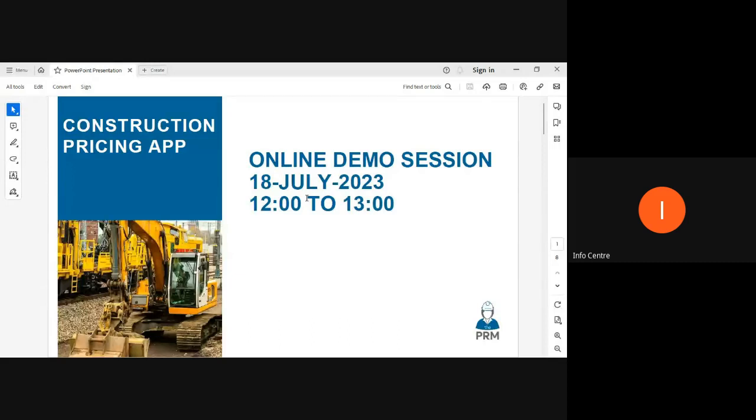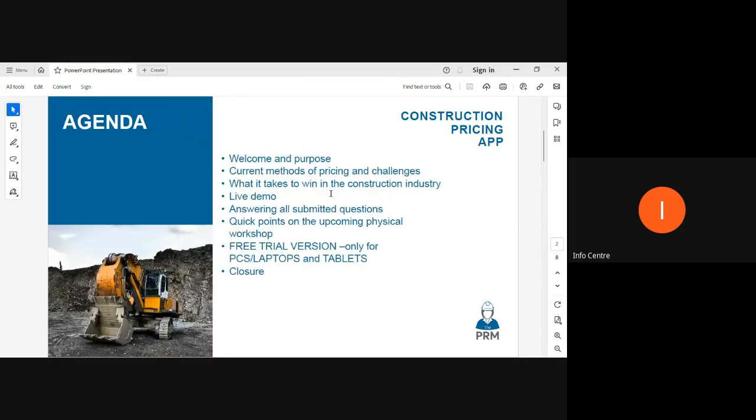We really and truly hope that it's very informative and it can add value to your business, and it can also add value to your career as a cost estimator or as a quantity surveyor. So with that said, let's get right to it.